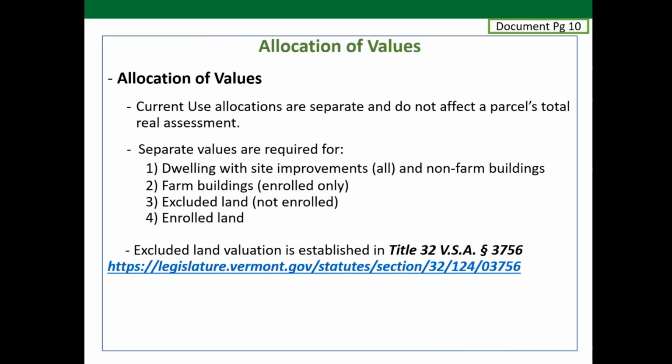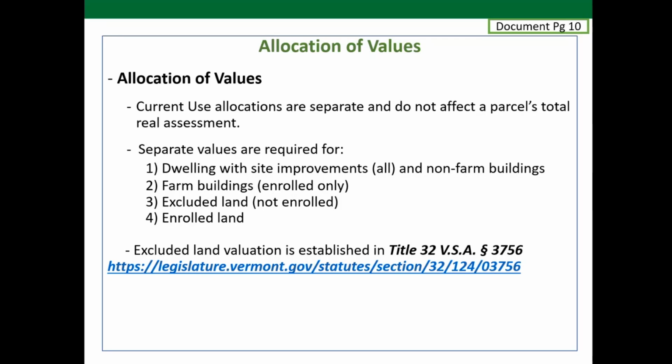Then we talked about the pieces and parts that we have to allocate for value. You will be required to provide separate values for dwelling and site improvements that are non-farm building or non-enrolled farm buildings. If there are enrolled farm buildings, you will have to provide a value in the program for those enrolled buildings. And then we have to calculate the value of excluded land, and from that we can glean the value of the enrolled land. And during our example review, I think that'll be covered pretty well.